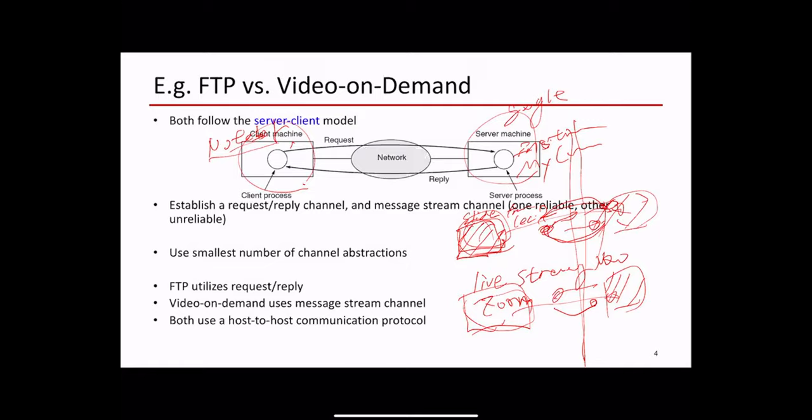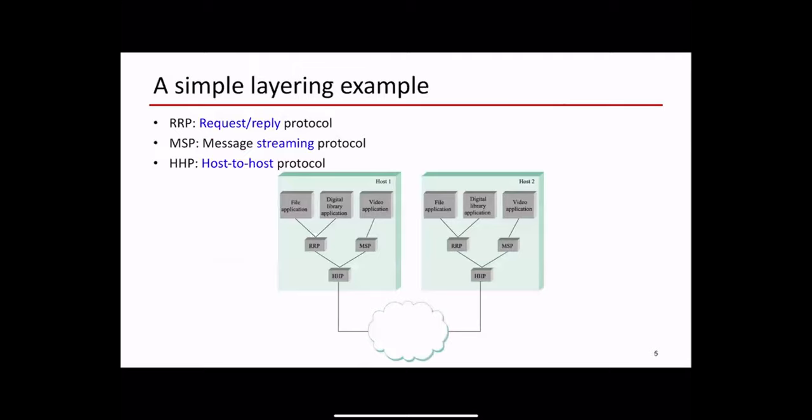They use the smallest number of channel abstractions. FTP utilizes the request and reply channel, VOD utilizes the message stream channel, and both use a host-to-host communication protocol. Okay, so we're going to clarify this concept. Let me give you the full names: RRP, the request and reply protocol; MSP, the message streaming protocol; and HHP, the host-to-host protocol.